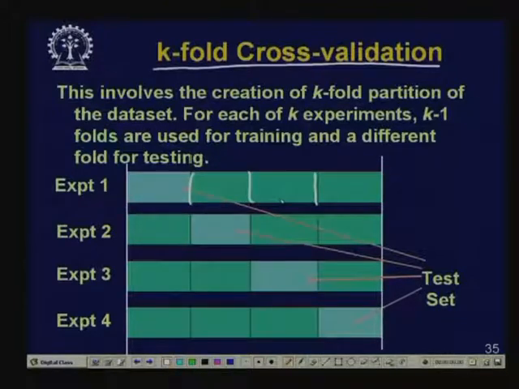And then we ran 4 experiments. In experiment 1, we keep aside the first class for testing and the remaining 3 we use for training. In the second experiment, we keep the second class aside for testing, use the remaining 3 for training, and so on. So, we have 4 experiments, and for each experiment we get an accuracy, and we estimate the accuracy of the classifier as an average of these accuracies. So, this is called k-fold cross validation. It could be used to conserve training data and make best use of the training data.